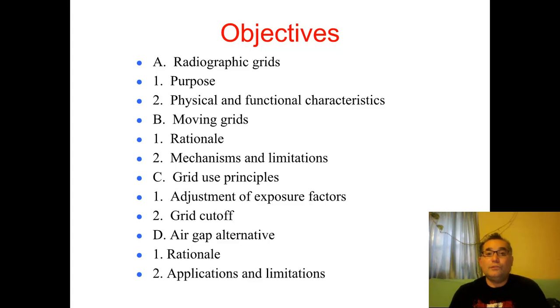So the objectives for today, we're going to talk about radiographic grids, why we would use them. We'll talk about the actual manufacture and physical and functional characteristics of a grid. We'll move into grids that are able to move as per a Bucky device, and we'll talk about why they would move, the rationale. We'll talk a little bit about some mechanisms and limitations of grids. We'll get into the principles and what we will need to do in terms of adjusting our exposure factors. We'll continue on to grid cutoff, which is an issue when grids are not used properly. And then we'll talk about an alternative to using a grid, which is known as an air gap technique. And we'll talk about why that is used occasionally and some of its applications and limitations.